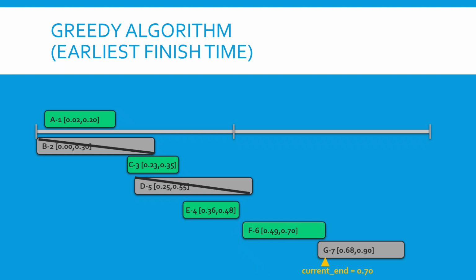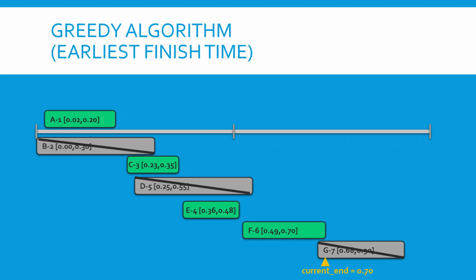Next, we check job F. Its start time is after current end, so it does not overlap with the previously accepted jobs. We accept job F and update current end to F's finishing time. Finally, we check job G and reject it because it overlaps with a previously accepted job. The algorithm, therefore, accepts jobs A, C, E, and F.